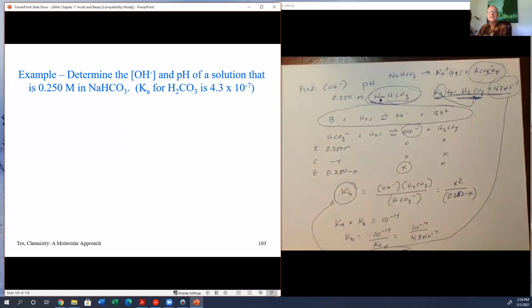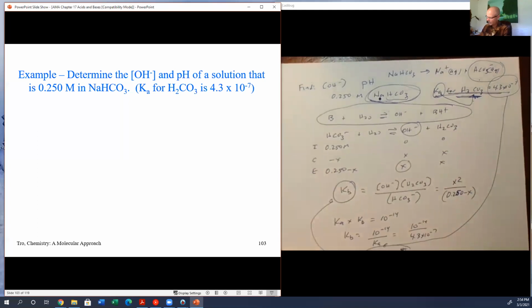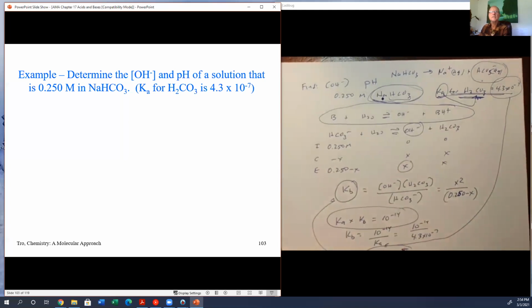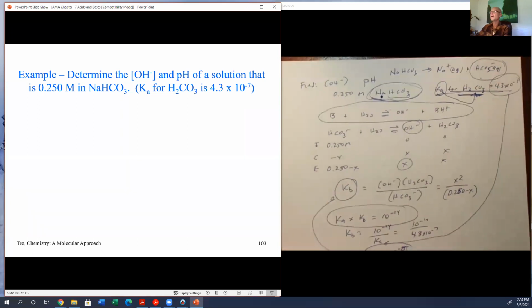You get KB from KA, and this little handy dandy relationship right here, KA times KB is 10 to the minus 14. So that's the only difference in this problem and other problems that you've already done. All right, good.